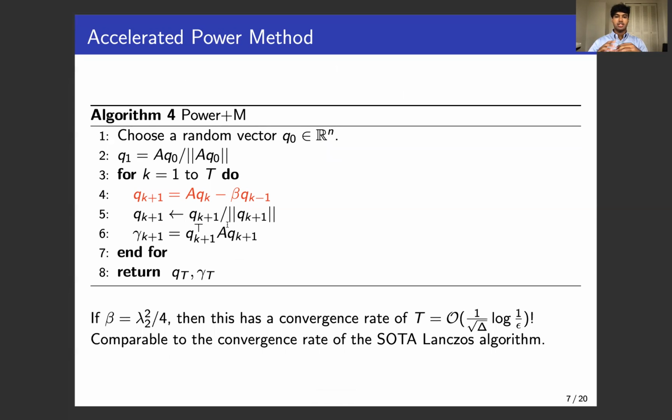So if beta is set to this optimal value of lambda sub 2 squared over 4, then Power+M has a state-of-the-art convergence rate of big O of 1 over square root of delta times log of 1 over epsilon. So we've improved upon the classical power method convergence rate with this 1 over square root of delta. This is comparable to the state-of-the-art Lanczos algorithm convergence rate.